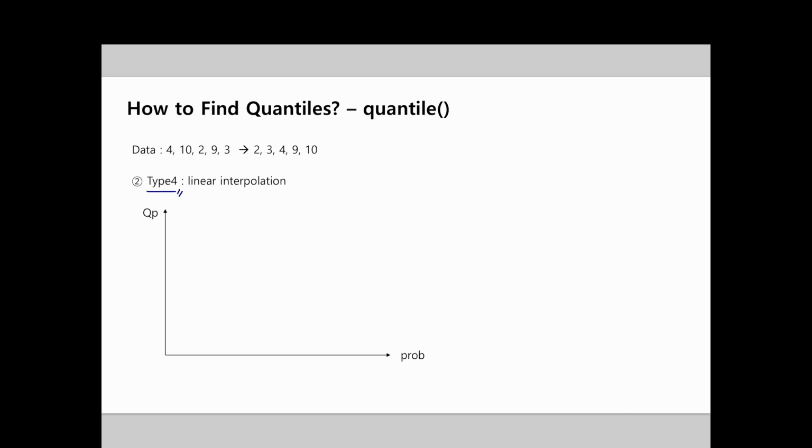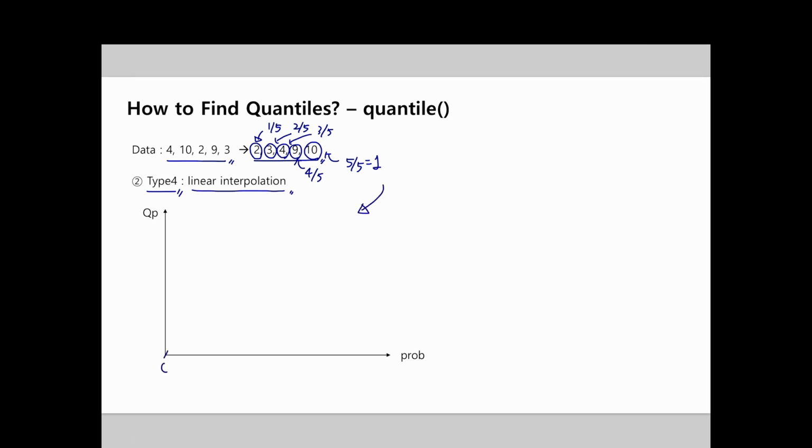Type 4 is a linear interpolation. This is one of the continuous types. We have 5 data as follows. The minimum value is 2, and the maximum value is 10. We know the positions: 2 is 1 divided by 5, 3 is 2 divided by 5, 4 is 3 divided by 5, 9 is 4 divided by 5, 10 is 5 divided by 5 equal 1. These pairs are displayed in the plot as follows.